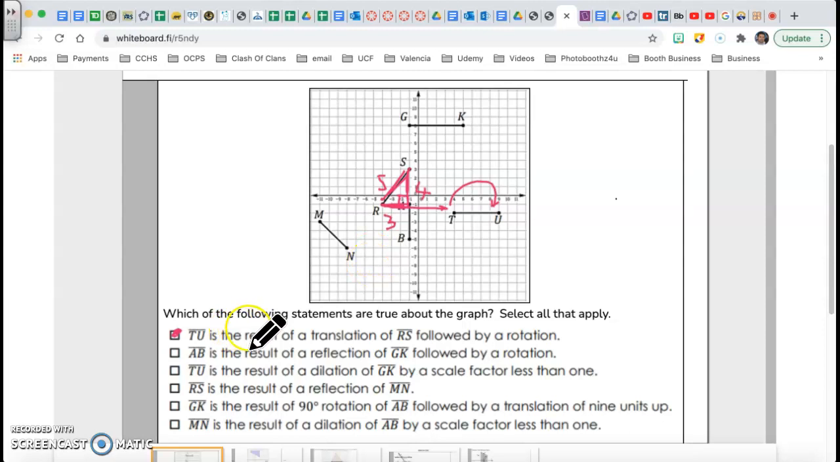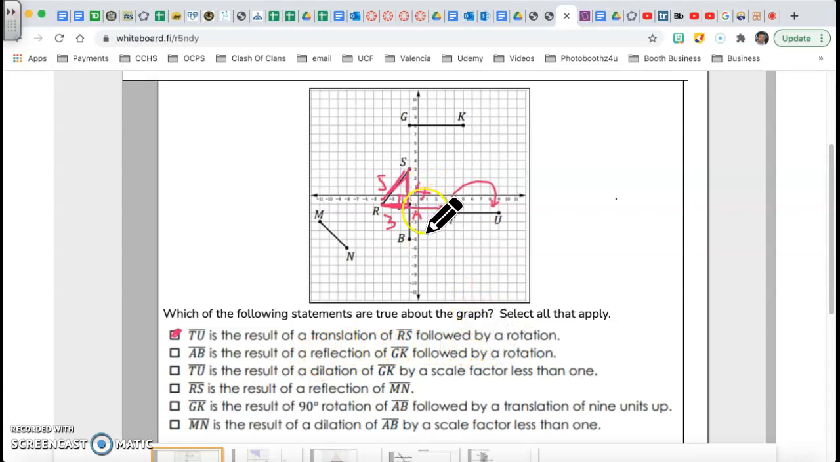Next, AB is the result of reflecting GK followed by a rotation. This is AB, there's an A on the top here. AB is the result of a reflection of GK. Not really. That should be like a rotation. So no. Followed by a rotation. Okay, hold on. They're saying a reflection followed by a rotation.